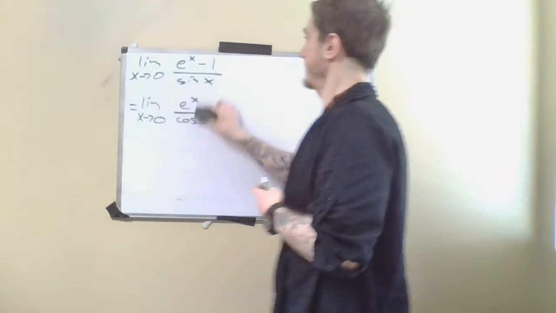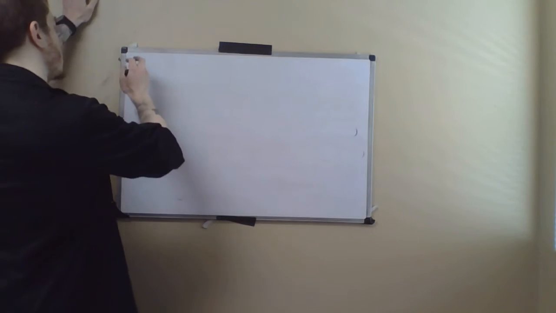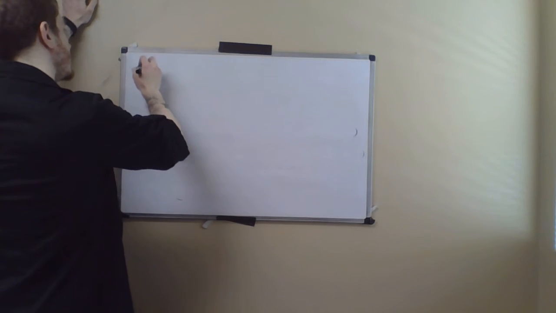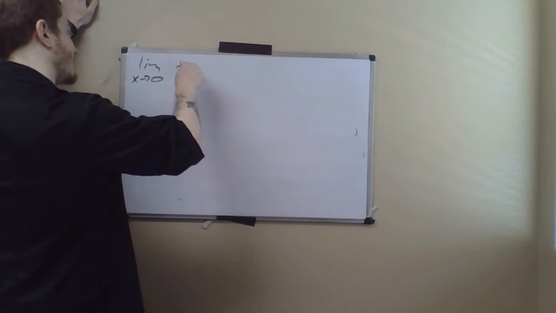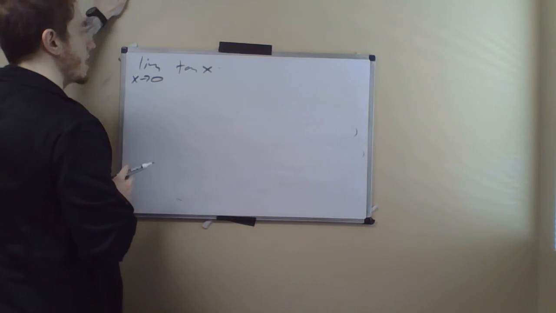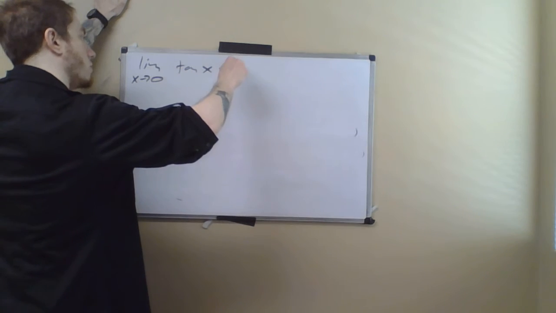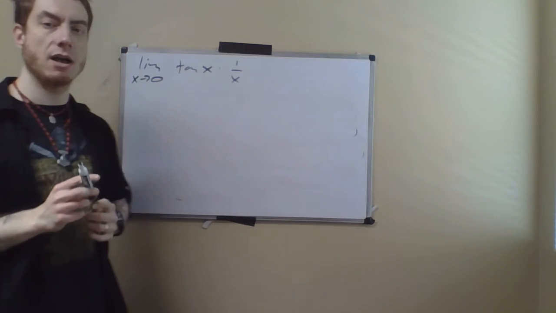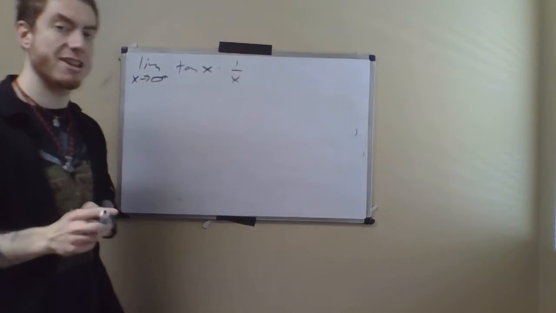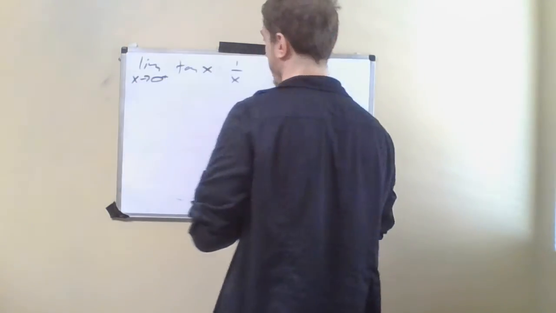So let's suppose that we want to look at the limit as x approaches 0 of tangent x times, let's say, 1 over x. And let's do just from the right, just to make things a bit easier for us here. This is going to be of the 0 times infinity form.